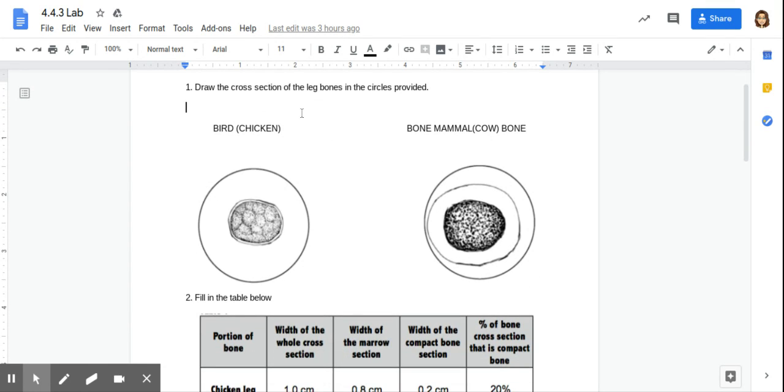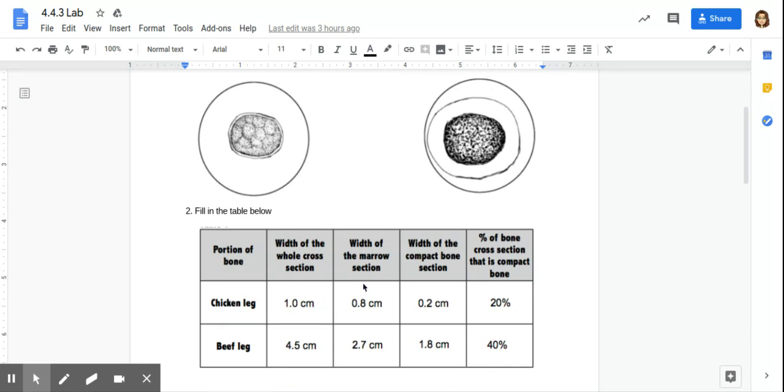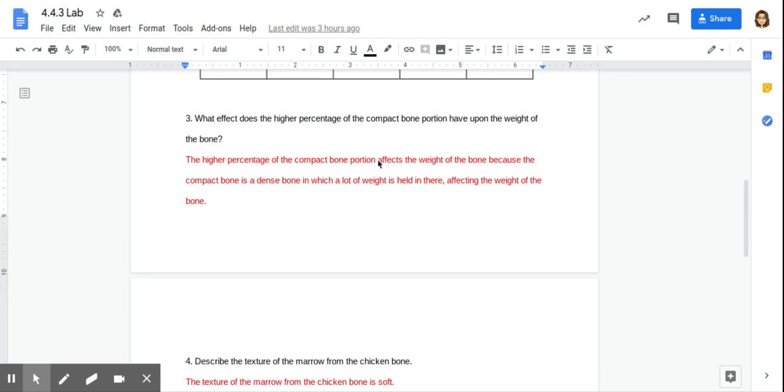For numbers 1 and 2, I put images for both of them in the same Google Classroom post that this video is going to be in. They're in the form of screenshots that I cropped, so you'll be able to save that screenshot and insert the picture right into your lab. So that's 1 and 2.